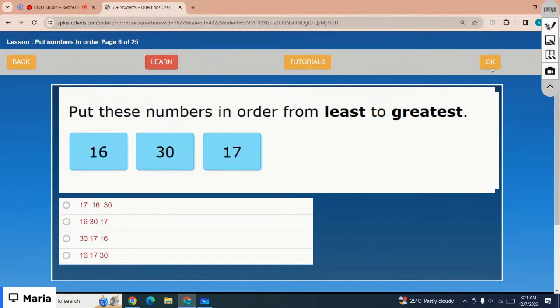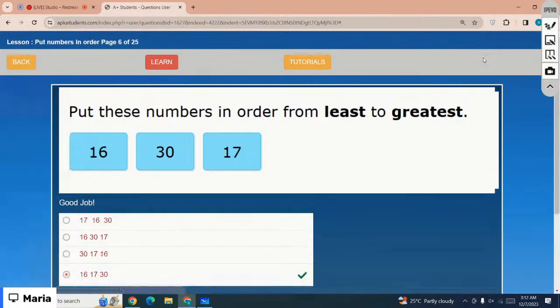Yes, the correct one is 16, 17, and 30. Yes, that is option number 4, the correct option. Very good. That is 16, 17, and 30. The last one is the correct option.